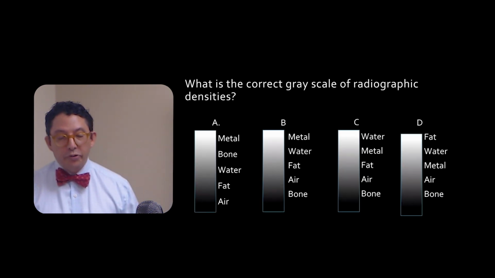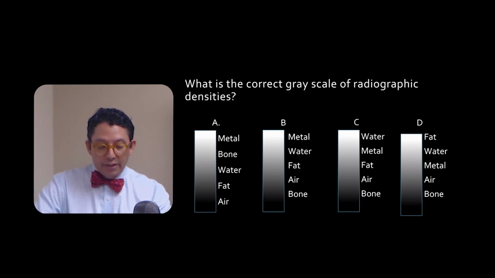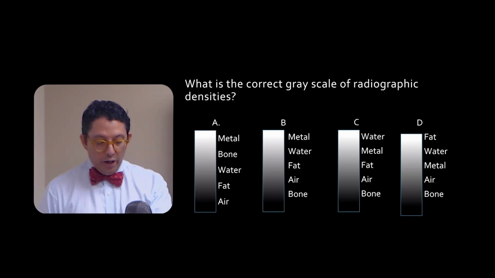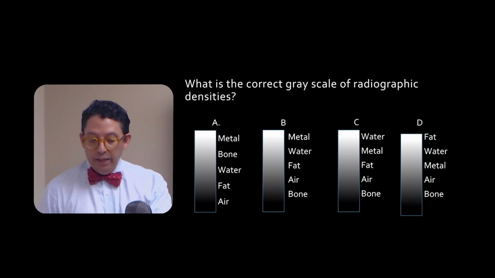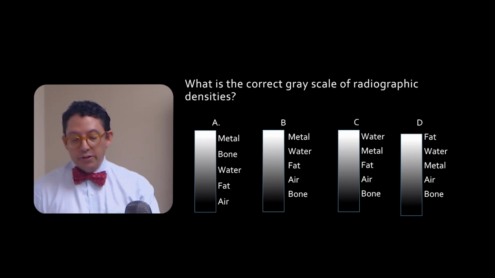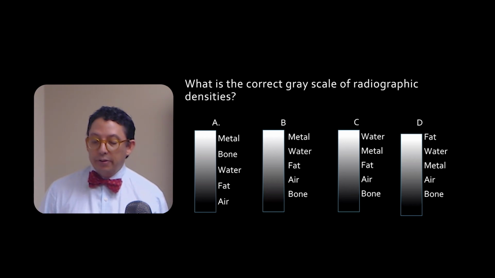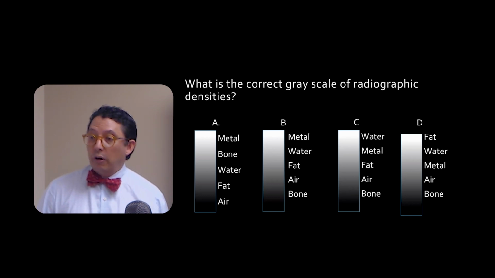So here's a little quiz that is an easy question. What is the correct grayscale of radiographic densities? Is it A, from metal to air, being bone, water, and fat in that order? Is it B, where the lightest is metal and the darkest is the bone? C, where water is the lightest grayscale and bone is the darkest? Or D, where fat is the whitest and bone would be the darkest?